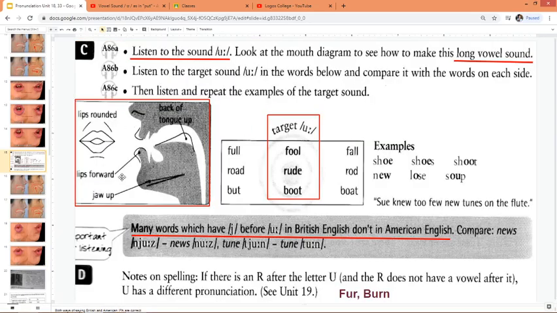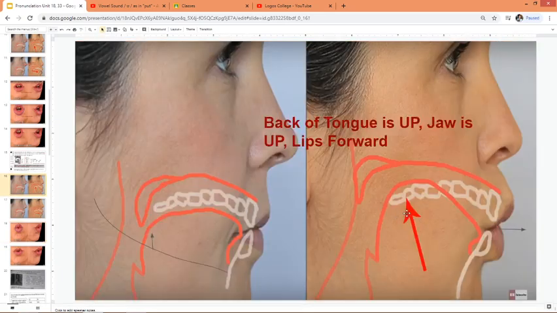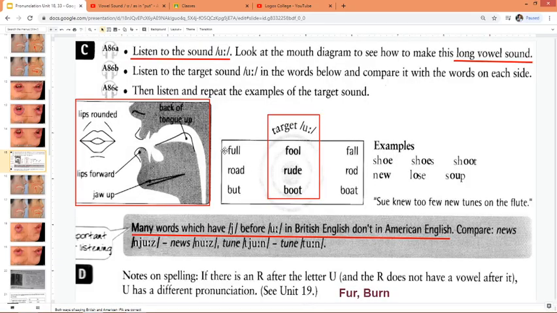Let's practice a little bit. Some of these words, your target sound is right here. And we're going to go from here to here to here. I want you to notice your mouth movements and make sure that when you make this sound that your lips look like this and your tongue in the back goes up, your jaw goes up, and your lips go forward. All right. Repeat after me, please. Full, fool, ball, road, rude, rod, butt, boot, boat. Again, full, fool, ball, road, rude, rod, butt, boot, boat.